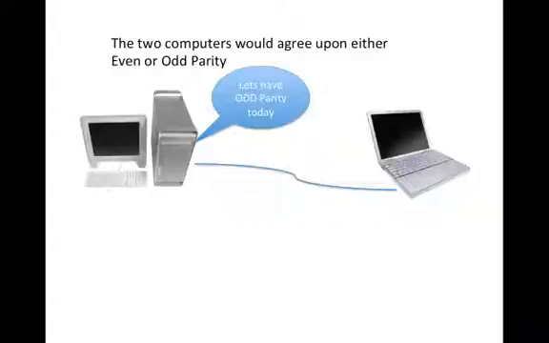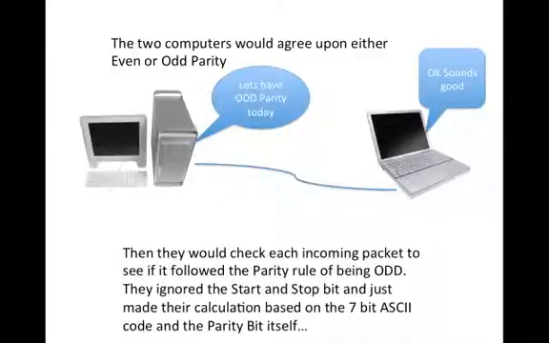The two computers in communication would agree upon either having even or odd parity. It didn't matter which one, as long as they both had the same. So one of them says to the other, let's have odd parity, and the other one agrees. Then each machine would check the incoming packet to see if it followed the parity rule of being odd, which is the case for this communication. They ignored the start and stop bit and just made their calculation based on the 7-bit ASCII code and the parity bit itself. So let's take a look at that.